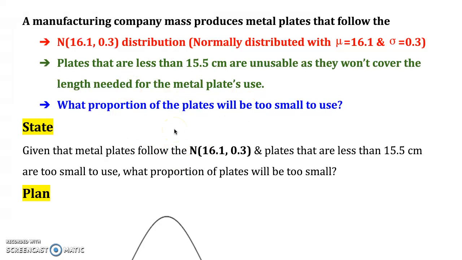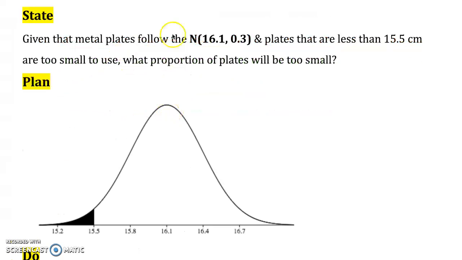So here's a question to take you through the whole step, and then this will also build to your free response. There's a manufacturing company that makes metal plates, and they have a mean of 16.1, a standard deviation of 0.3, and they're normally distributed. I can express all that right here. If plates are less than 15.5 centimeters, they're not usable, as they won't cover the length. We want to know what proportion are too small to use. We're going to state the problem. Here I've stated that problem and given the appropriate information that it's normal, the mean, standard deviation.